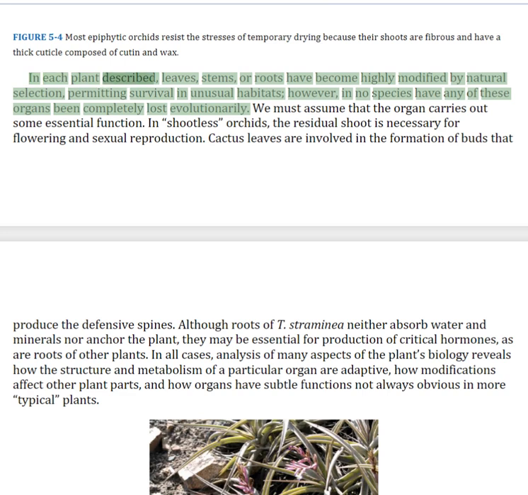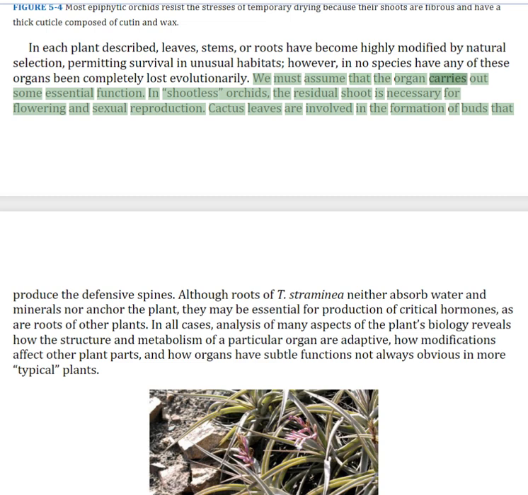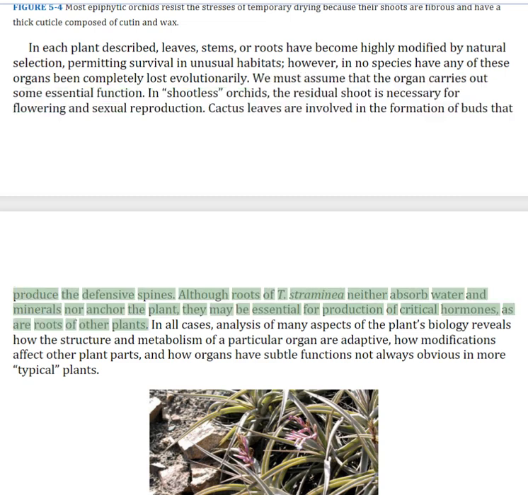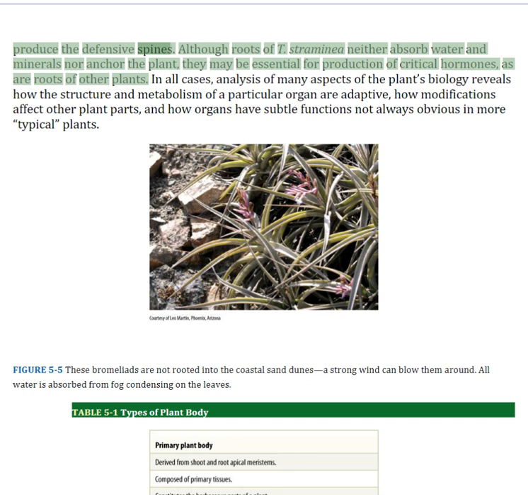In each plant described, leaves, stems, or roots have become highly modified by natural selection, permitting survival in unusual habitats. However, in no species have any of these organs been completely lost evolutionarily. We must assume that the organ carries out some essential function. In shootless orchids, the residual shoot is necessary for flowering and sexual reproduction. Cactus leaves are involved in the formation of buds that produce the defensive spines.